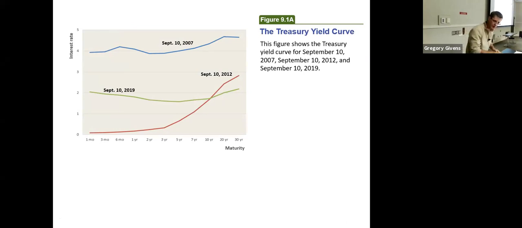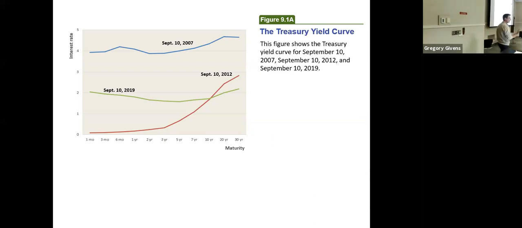Here are a few examples of actual Treasury yield curves that I pulled from the data at points in the past. The blue line shows the Treasury yield curve on September 10th, 2007. The red line is the yield curve on the same date, 2012, and the green line is the Treasury yield curve, same date, 2019. So this shows you how the yield curve has actually shifted and twisted since before the financial crisis, all the way up to really before the COVID-19 recession.